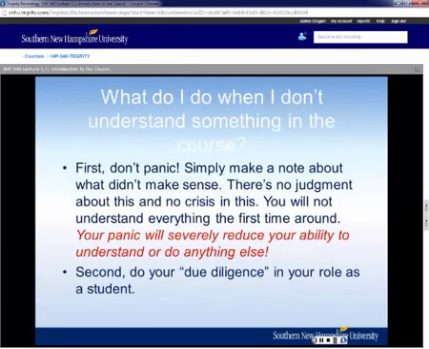So as you go through the course, what should you do if you don't understand something? Well, the first thing is don't panic. Make a note about what isn't making sense. There's no need to criticize yourself for not getting it. Some of these concepts are very difficult, and it may require some repetition on your part, reading and rereading, for you to really understand the concept. So don't panic and don't judge yourself. The second thing is do your due diligence, which I'll talk about in a second.